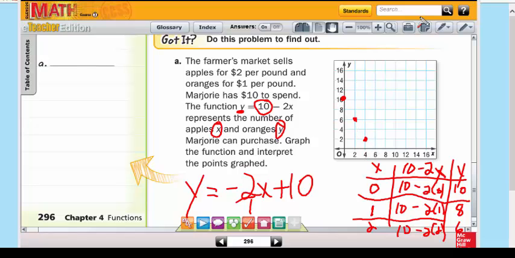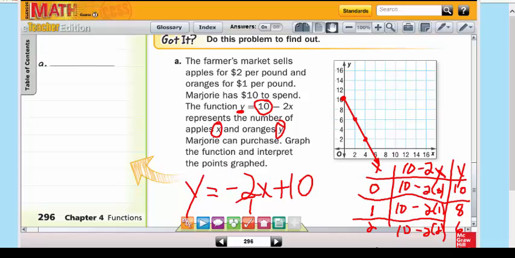For some reason my line is not working. But the first thing we need to do before we put that line there anyway is ask ourselves, does it make sense here? In other words, can you have part of a pound of apples or a part of a pound of oranges? And of course you could. So this is continuous data, therefore we need a line. So if we put a point here and go right through all of our points, we'll even go beyond it, and it would match right there. So there's our graph of our line, and now it says to graph the function and interpret the points graphed.